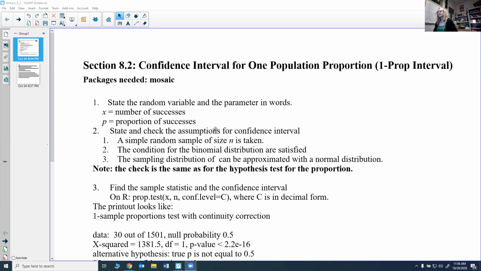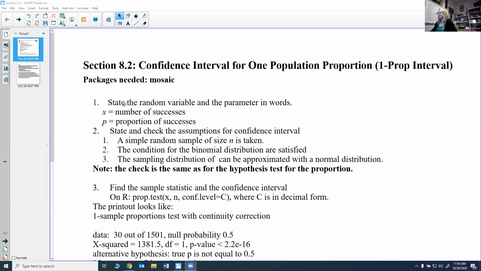So now that we have the basics of what's happening in a confidence interval, what it is, we're going to talk about how we actually calculate them. And how we calculate them depends on what kind of parameter you want to estimate. So if we want to estimate a one population proportion, then we're going to do a confidence interval for a one population proportion. It's sometimes called a one prop interval, one proportion interval. Think of it that way. And the reason for one is because you only have one population parameter that you're dealing with.